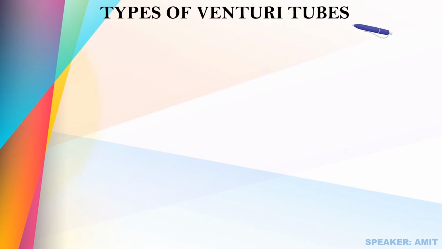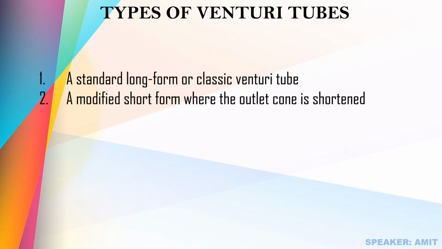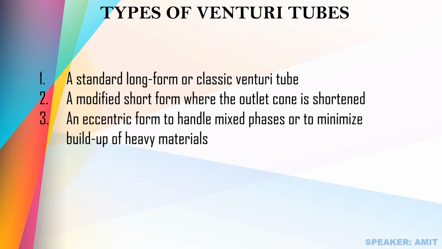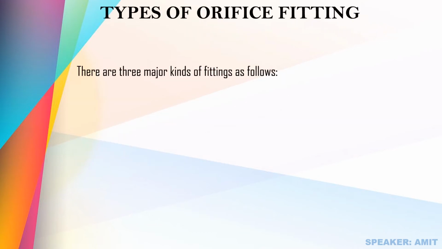Types of venturi tubes. A standard long form or classic venturi tube, a modified short form where the outlet cone is shortened, an eccentric form to handle mixed phases or to minimize buildup of heavy materials, a rectangular form used in ductwork. So there are three major kinds of fittings as follows. Single chamber. As the name suggests, it consists of a single chamber designed for the precise measurement of the flow rate of a fluid or gas.